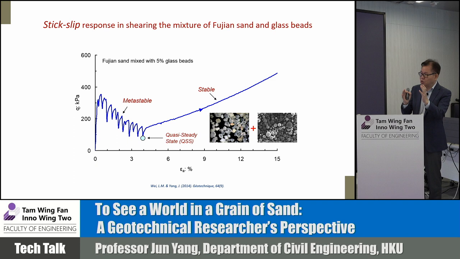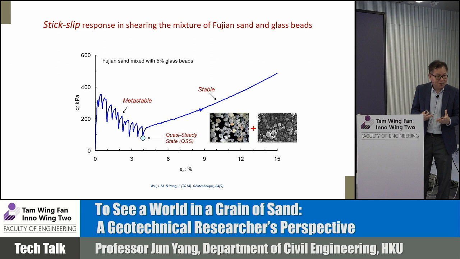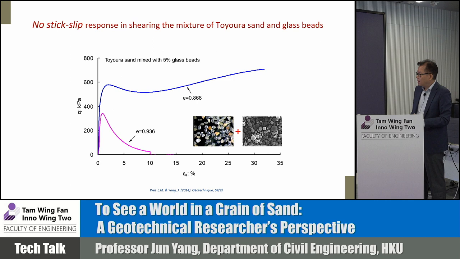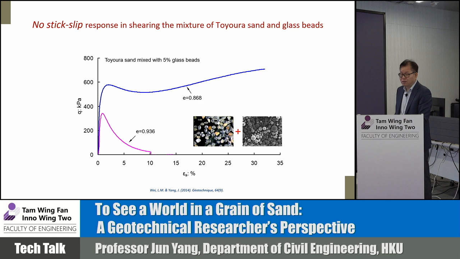When the material has metastable response, we see the stick-slip here. Fortunately, when we tested Fujian sand mixed with 5% glass beads, we had this observation. Another interesting observation is that when we test the Toyota sand mixed with 5% glass beads, we don't see the stick-slip response. No matter whether we change the density or the void ratio, you can see the smooth response, with no stick-slip.